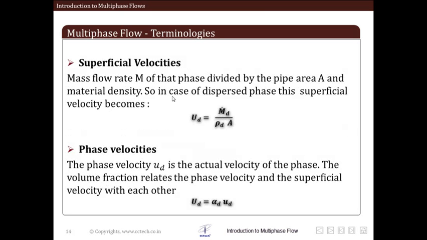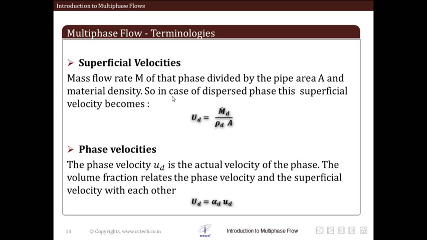Now we will move on to the next term, that is velocities. Now there are two velocities associated with multiphase flow. One is superficial velocity and next is the phase velocity. Now the superficial velocity is mass flow rate of a particular phase divided by the area of pipe in which that phase is flowing, or any other medium or geometry in which that phase is flowing.